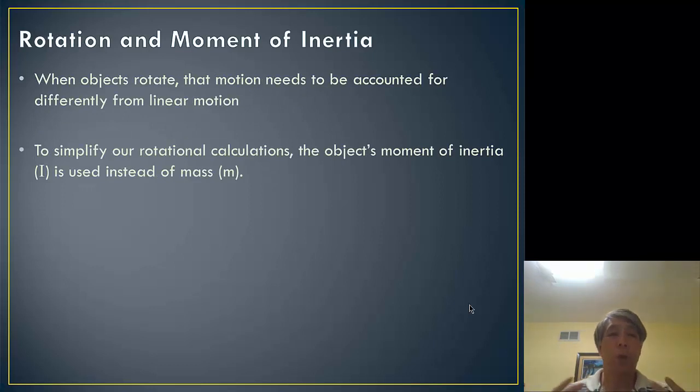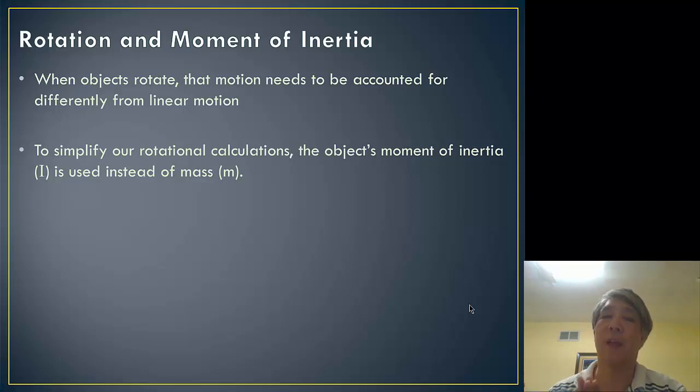So when objects rotate, that motion needs to be accounted for differently from linear motion, because if I think about the little points of mass farther out, those pieces of mass will have different speeds compared to points closer to the point of rotation. And so because of that, they'll have different momenta and different energies in terms of 1/2 mv squared or mv. And so that needs to be accounted for.